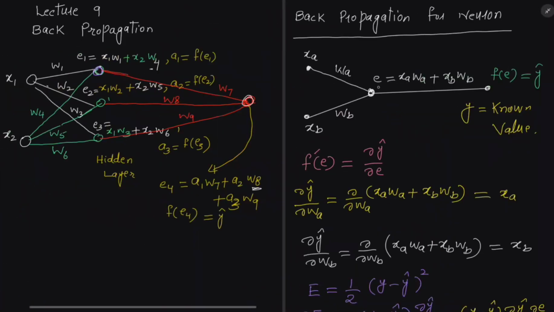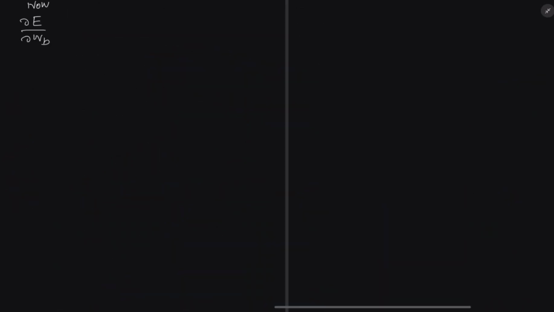Now we do the same. We differentiate the error with respect to WB. The reason is E is not only a function of WA, but it is also a function of WB. So we need to optimize these two values.